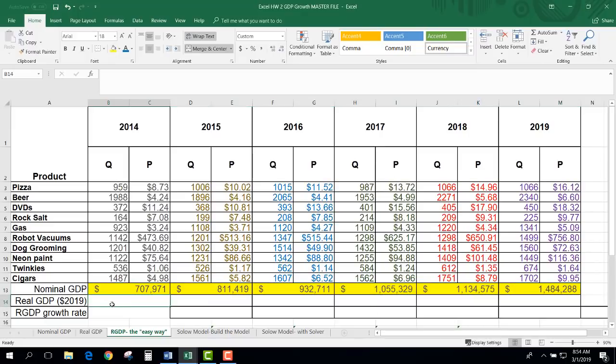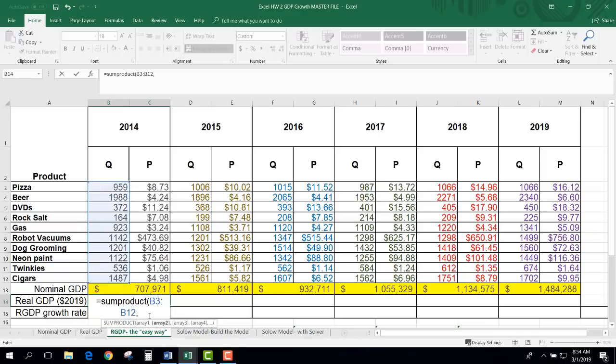Now I want real GDP in 2019 terms, in the prices of the last year, the latest year. So how do I do that? Well, again, we can run a SUMPRODUCT. And for 2014, I'm going to take 2014's quantities, of course, so B3 through 12 again. But now I'm going to use 2019's prices, right? M3 through 12.